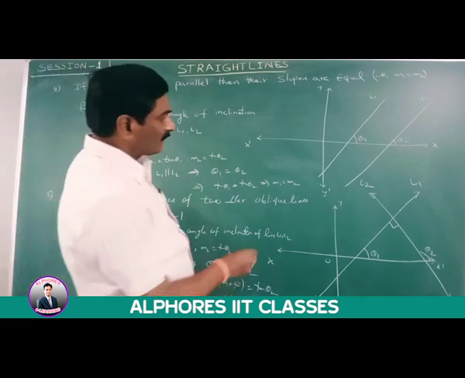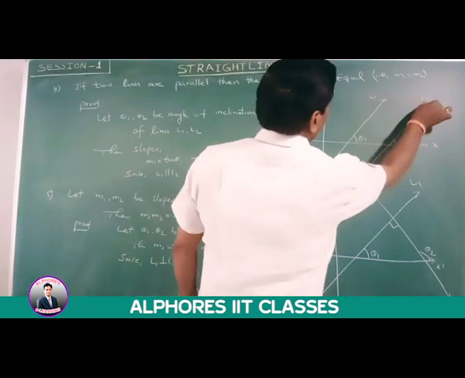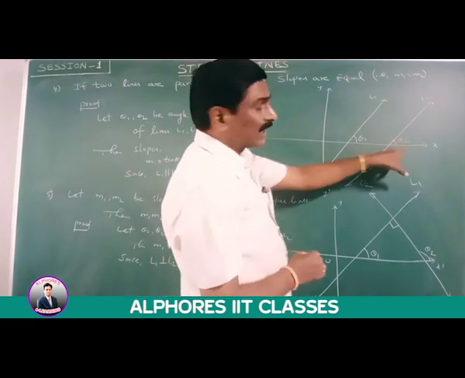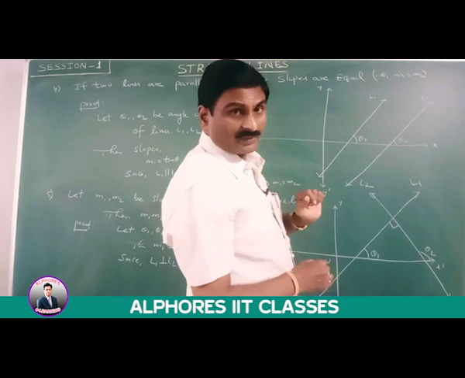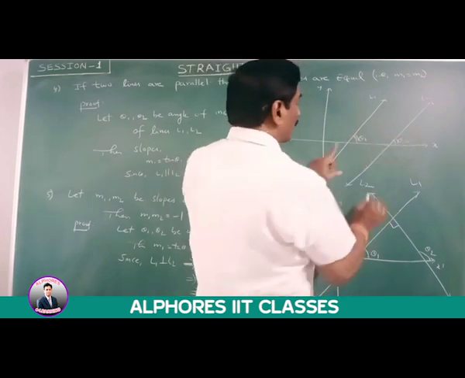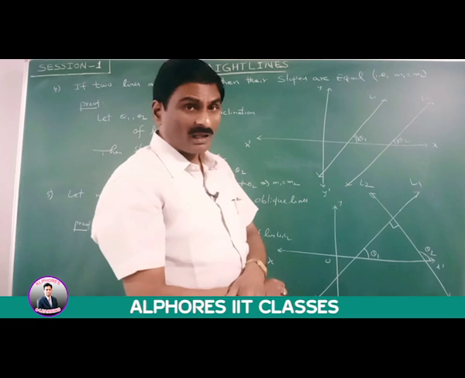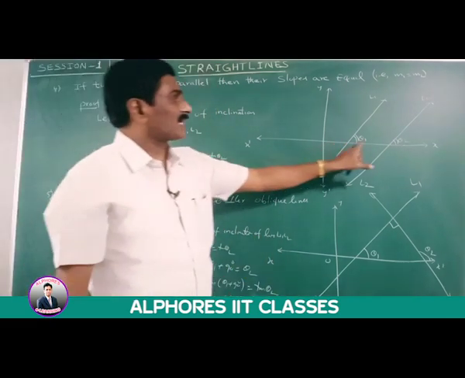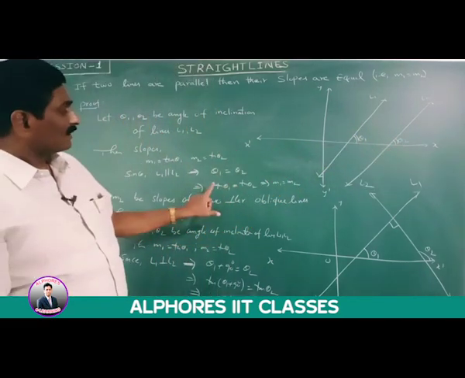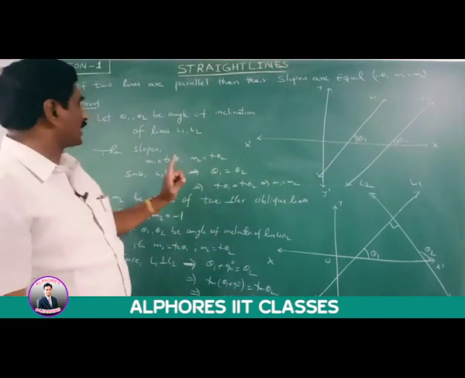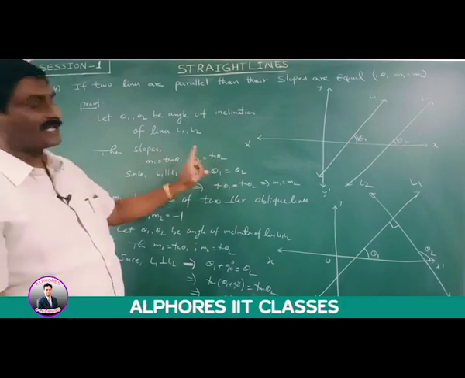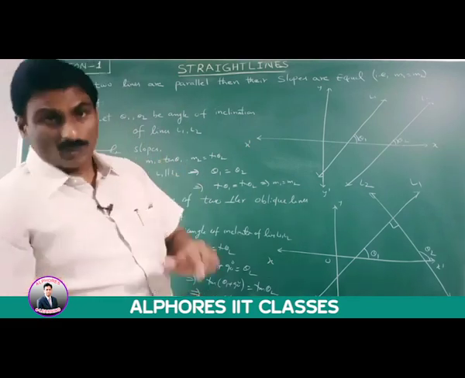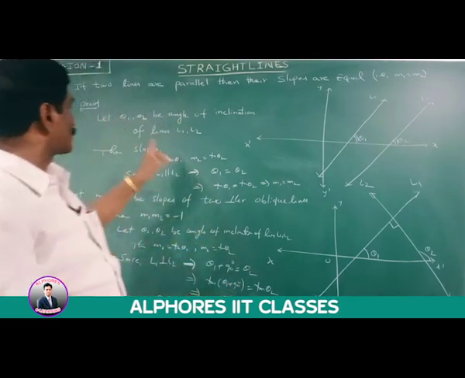But from the given, these two lines are parallel, and the x-axis is a transversal. So these two angles must be equal. These are corresponding angles. Since L1 is parallel to L2, that implies theta 1 is equal to theta 2. Applying tan on both sides, tan theta 1 is equal to tan theta 2. Actually, tan theta 1 is equal to m1, tan theta 2 is equal to m2. That implies m1 is equal to m2. If two lines are parallel, then their slopes are equal. Okay, very, very important. Please note this.